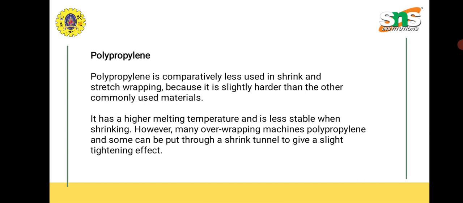Polypropylene. Polypropylene is comparatively less used in shrink and stretch wrapping because it is slightly harder than other commonly used materials. It has a higher melting temperature and is less stable when shrinking. However, many overwrapping machines use polypropylene and some can be put through a shrink tunnel to give a slight tightening effect.